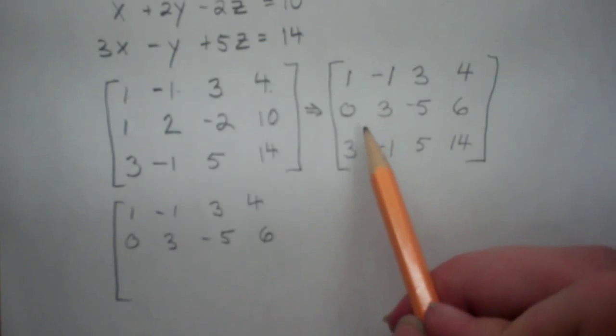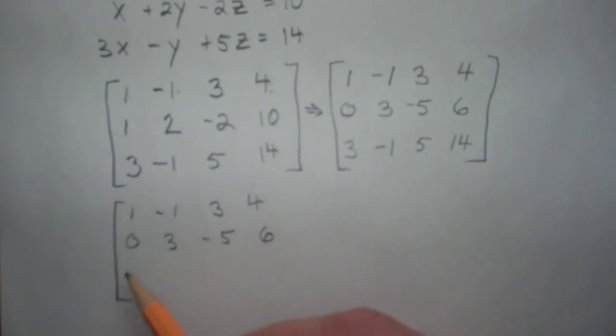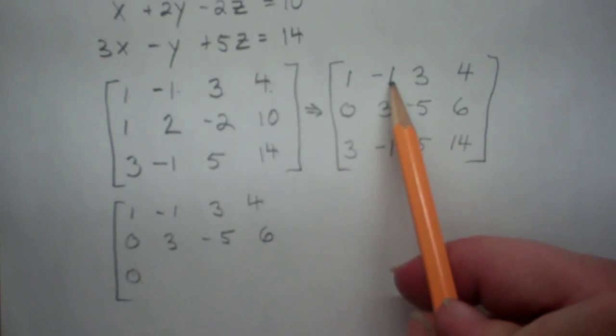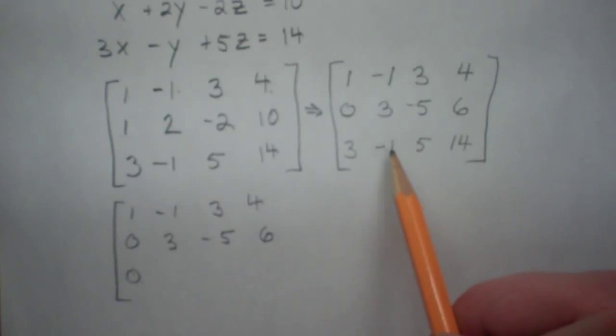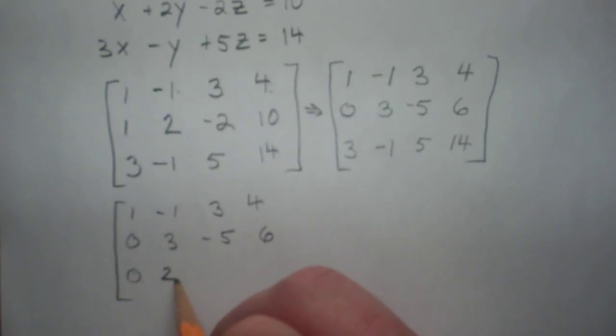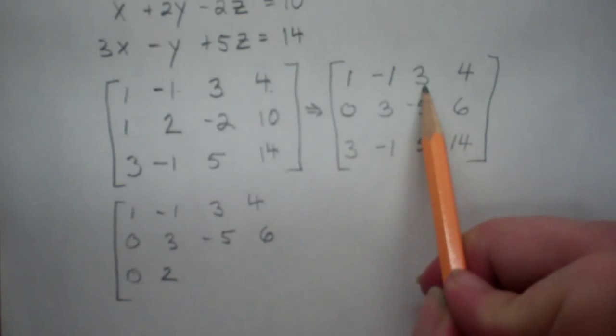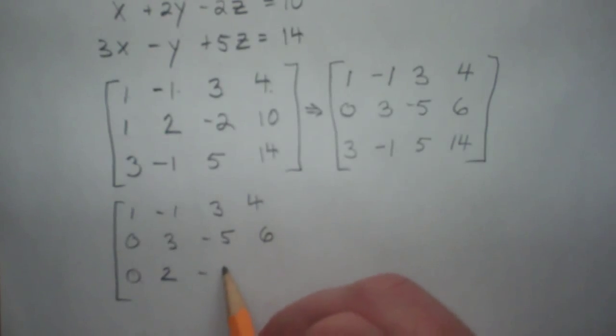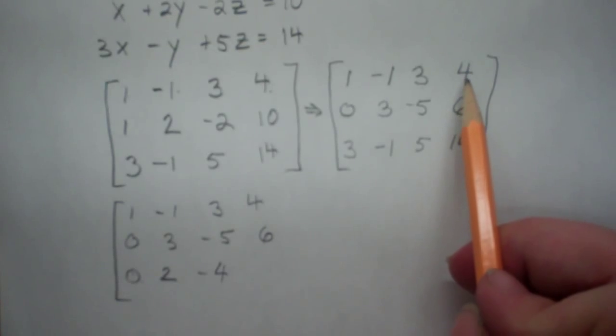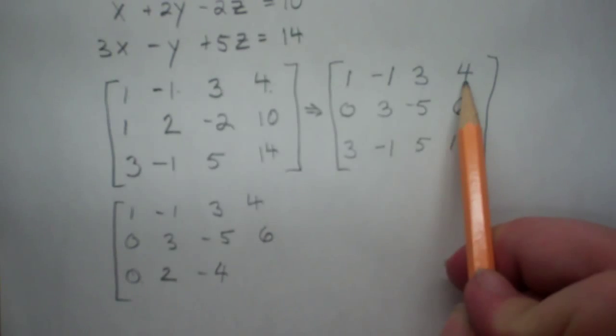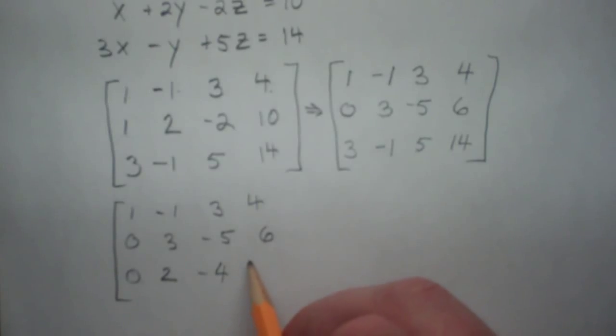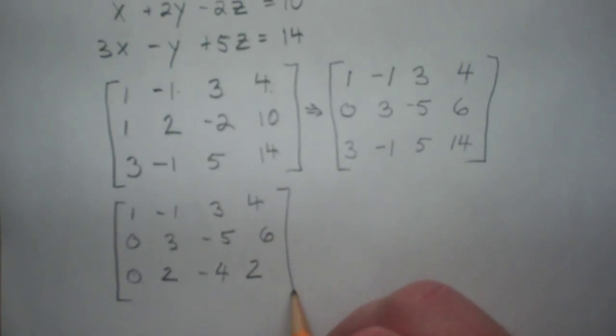So -3 times 1 is -3. -3 plus 3 is 0. That's what we wanted to see. -3 times -1 is 3, and then 3 plus -1 is 2. -3 times 3 is -9. -9 plus 5 is -4. And -3 times 4 is -12. -12 plus 14 is 2. So far, so good. We've come a long way. We've got these zeros where we want them.